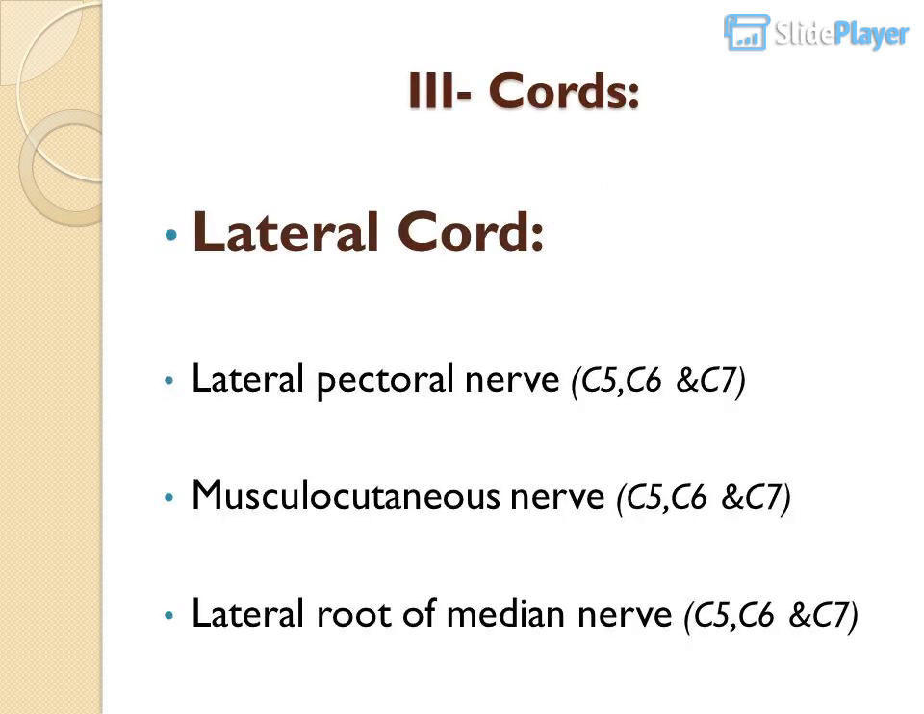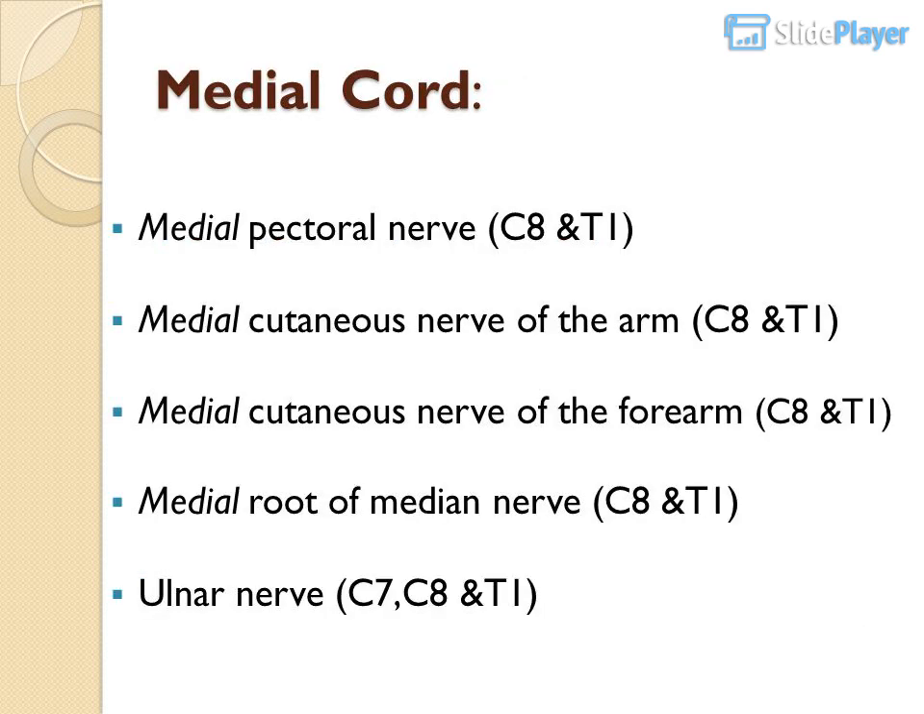Lateral cord, 3 branches: lateral pectoral nerve, C5, C6 and C7; musculocutaneous nerve, C5, C6 and C7; lateral root of median nerve, C5, C6 and C7. Medial cord: medial pectoral nerve, C8 and T1; medial cutaneous nerve of the arm, C8 and T1; medial cutaneous nerve of the forearm, C8 and T1; medial root of median nerve, C8 and T1; ulnar nerve, C7, C8 and T1.